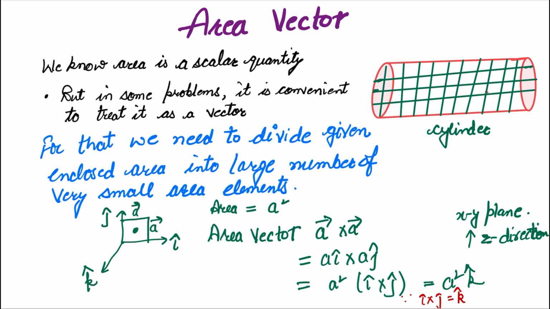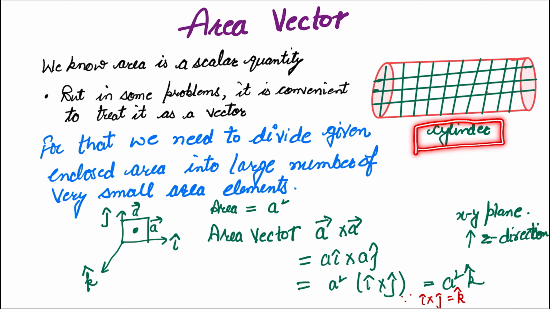Square is a very simple example, but when you practically deal with things, you will have curved surfaces, such as a cylindrical surface. The surface of a cylinder is curved. It doesn't have straight walls. These are curved ones. You can have a sphere. The surface of a sphere is also curved. So in that case, we need to divide the given enclosed area into a large number of very small area elements. That you can see in the figure.